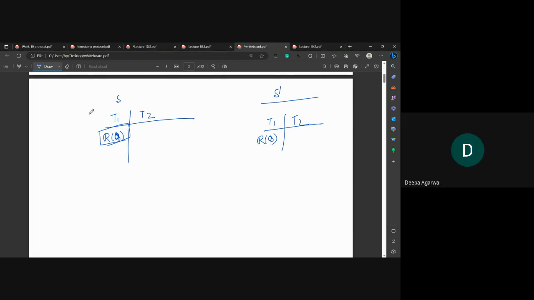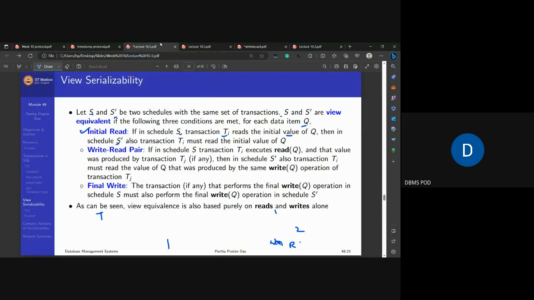If T2 reads first in S dash, then we cannot say that this is view equivalent. Okay, so view equivalent is clear.